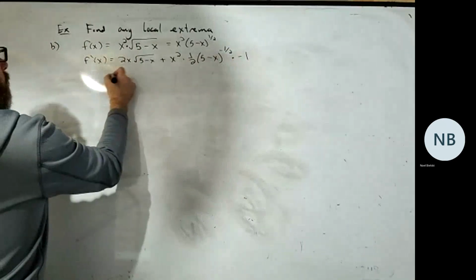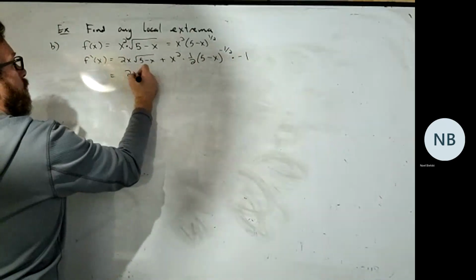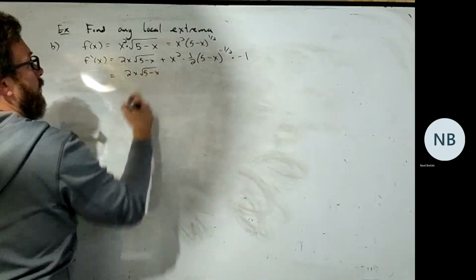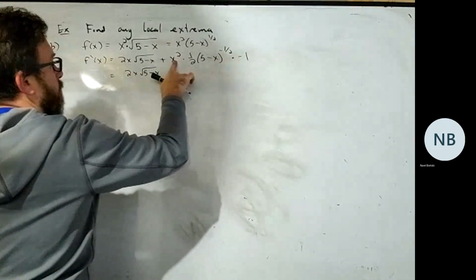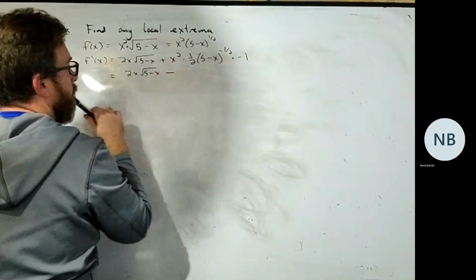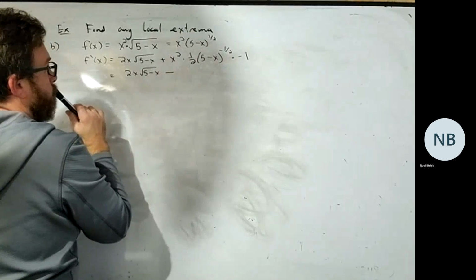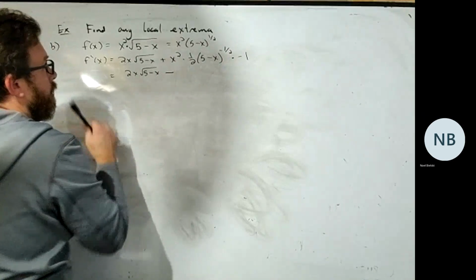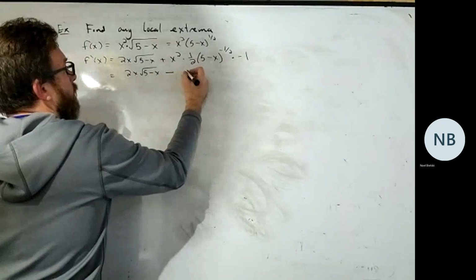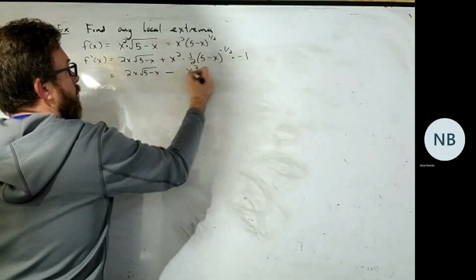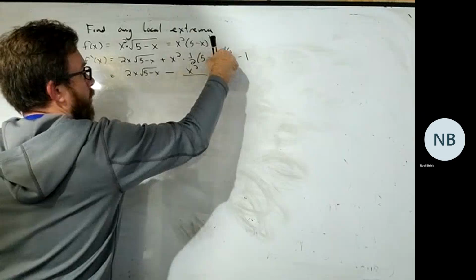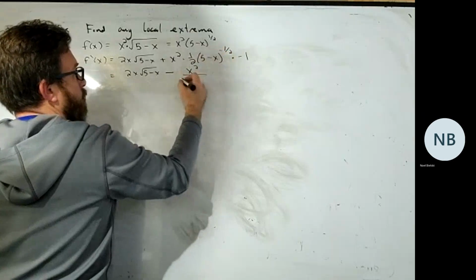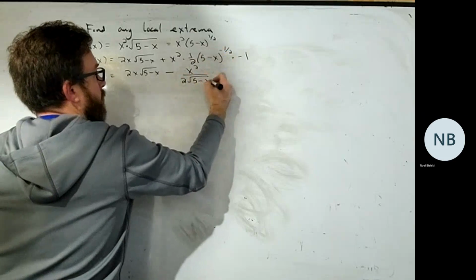We'll clean this up a little bit. So this is 2x root 5 minus x, and this is going to be minus x squared. On the bottom I'm going to have a 2, and this radical is on the bottom because of the negative 1/2. So 2 square root of 5 minus x.